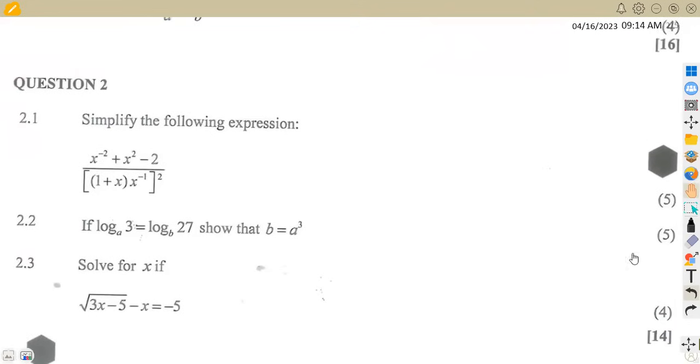All right, on question 2.2, we are now asked, in fact, not to simplify but to show that b is equal to a to the exponent of 3 from these logarithms. Let's hope it's going to be clear if I write it here. We are given the logarithm of 3 in base a, which is equal to the logarithm of 27 in base b, and we are supposed to show that b is equal to a to the exponent of 3.